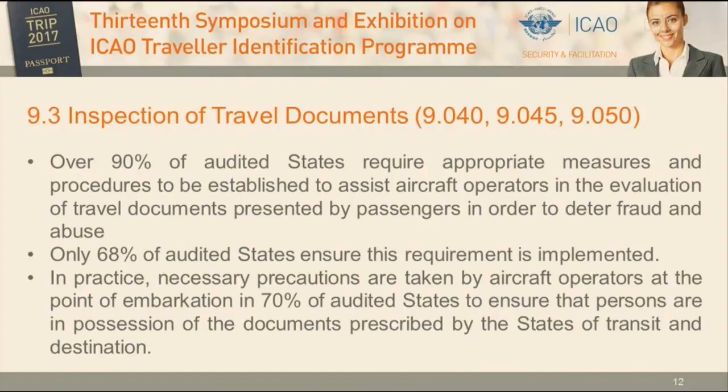And this is something that we see often in the field, that the aircraft operators in some states do have assistance in detecting fraudulent documents, but many times it doesn't come from the state they're in. It comes from foreign states that have embassies and programs to train on fraudulent document detection. In practice, necessary precautions are taken by aircraft operators at the point of embarkation in 70% of audited states to ensure that passengers are in possession of the prescribed documents for transit and destination. Of course, this refers also to visa requirements as well as passport requirements.